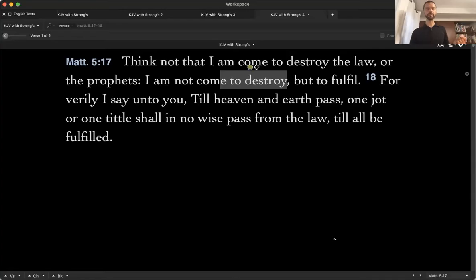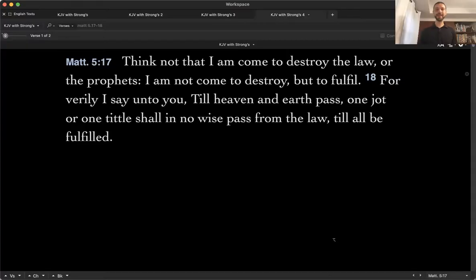Let's try again. Let's read the verse. "Think not that I am come to destroy or abolish the law. I am not come to destroy, but to fulfill." Okay, so there we read the verse. Now, all right, try again. Do you think Jesus came to destroy or to abolish the law? I really think he did. Oh, okay. Let's go back. Let's try reading the verse. "Think not that I..." So you can see the pattern here.